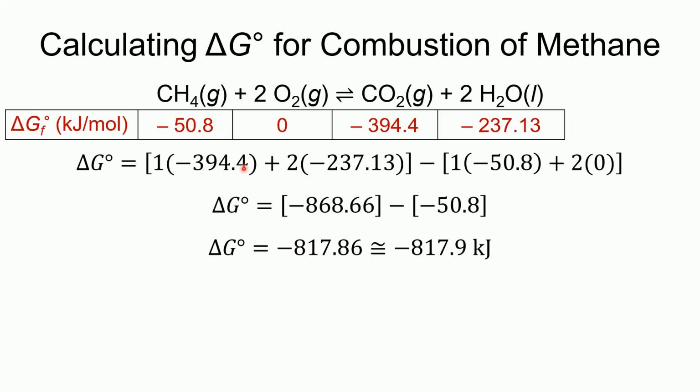-817.86. Because of significant figures here, this goes to the 10th place, the 100th place, the 10th place. We're going to round this to the 10th place, and it becomes -817.9 kilojoules. Well, that's negative, and that negative value tells us that this reaction is spontaneous in the forward direction. And how? It is quite spontaneous in the forward direction.